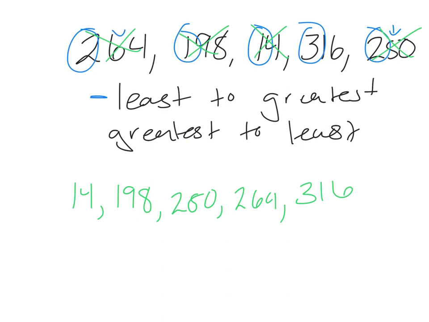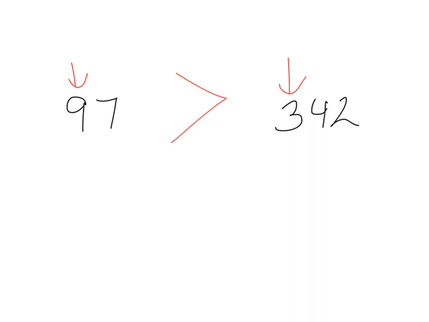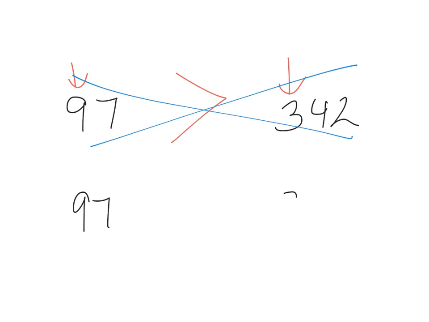Now we have to be careful. Here's why we have to be careful. We may get a problem where we've got 97 and 342. Some people will get so quick, so excited, think, oh, this one starts with a 9, this one starts with a 3, 9's greater than 3. Wrong.